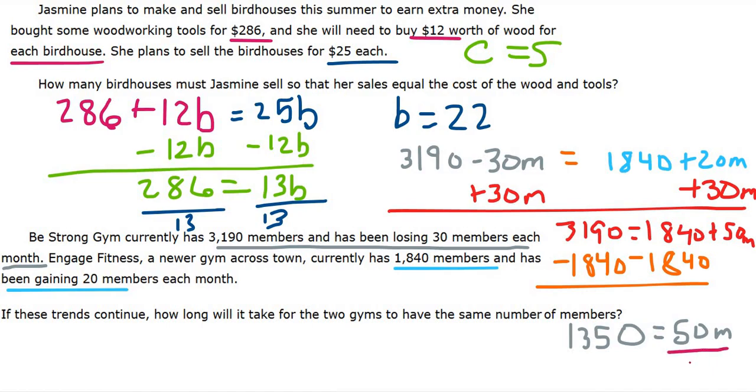50M means 50 times M, so we divide both sides by 50. And that gives us M as 27. So 27 months, or 2 years and 3 months, until those gyms would have the same membership, assuming that the trend line continues. If you have any kind of questions, please contact your math teacher.